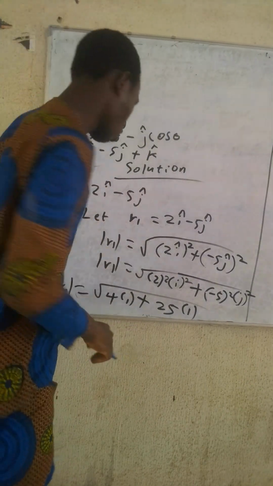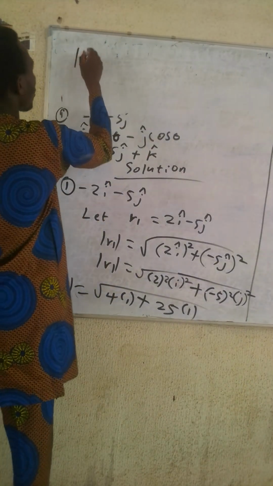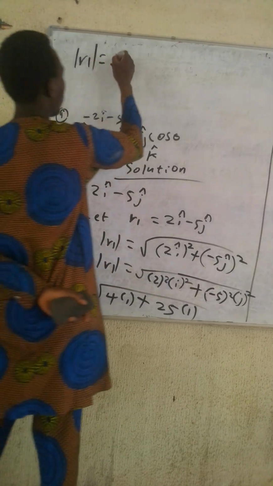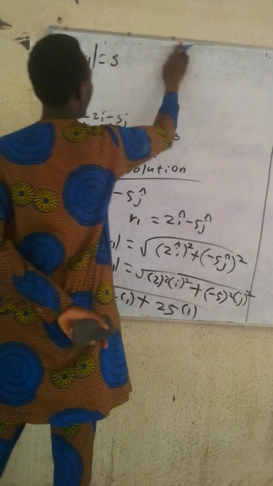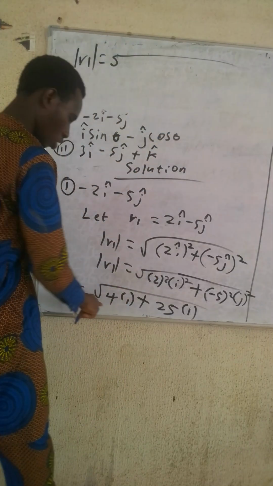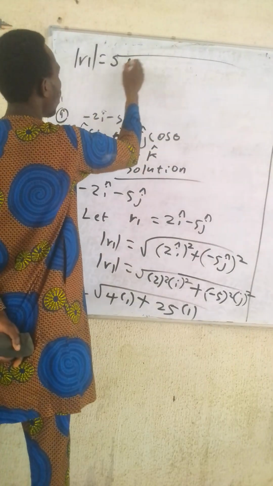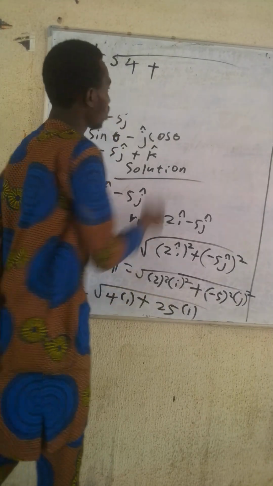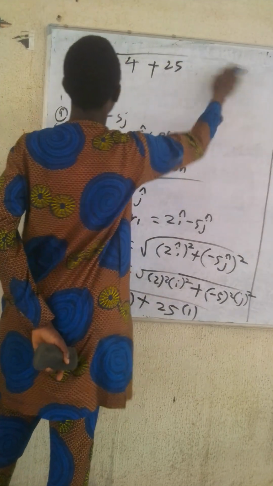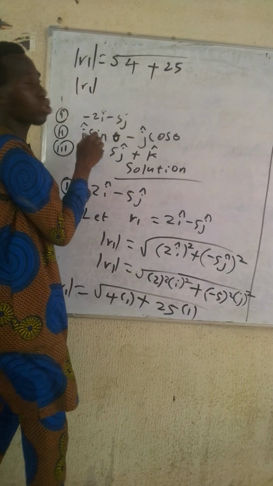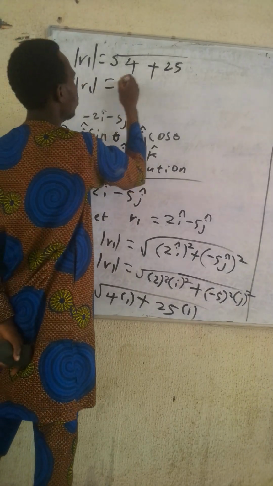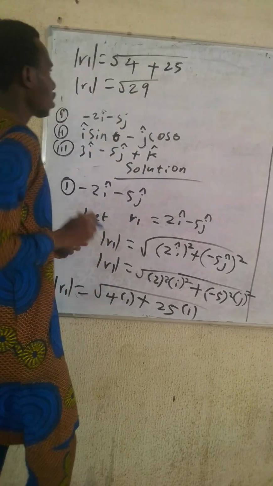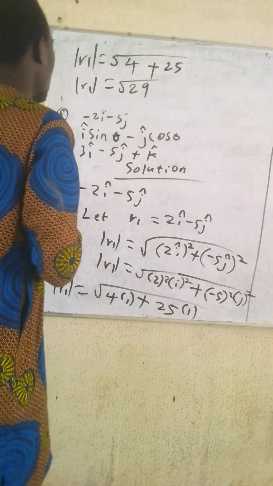Having done that, let's go right ahead to solve the question. So from here we have the modulus of R1 is equal to 4 times 1, which is 4, plus 25 times 1, which is 25. So the modulus of R1 equals the square root of 4 plus 25, which is 29. This is the modulus of R1.